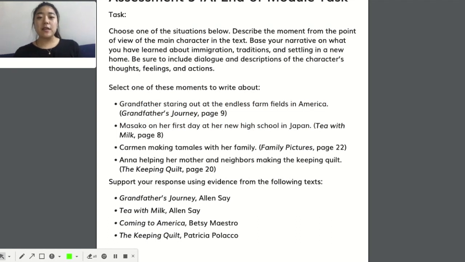Masako on her first day at her new high school in Japan, Tea with Milk, page 8. We are very familiar with this page. We've looked at this image a lot.